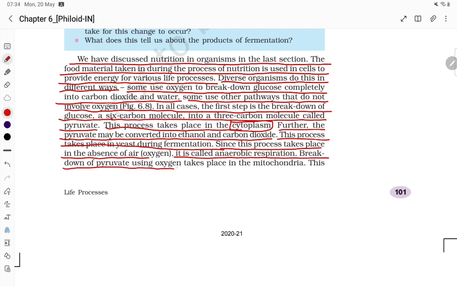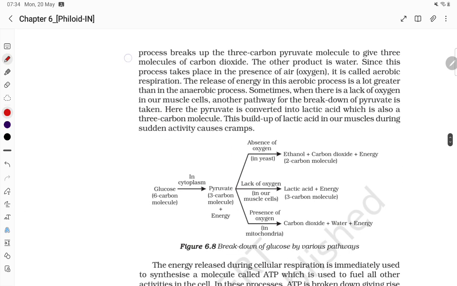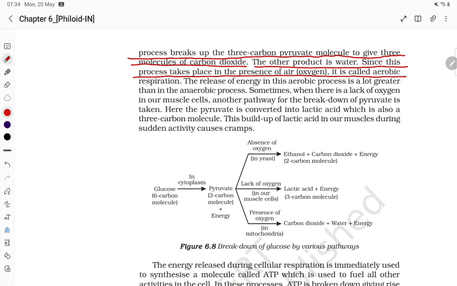Breakdown of pyruvate using oxygen takes place in the mitochondria. In the mitochondria, the 3 carbon pyruvate molecule is broken up to give 3 molecules of carbon dioxide. The other product is water. Since this process takes place in the presence of oxygen, it is called aerobic respiration. The release of energy in this aerobic process is a lot greater than in the anaerobic process.